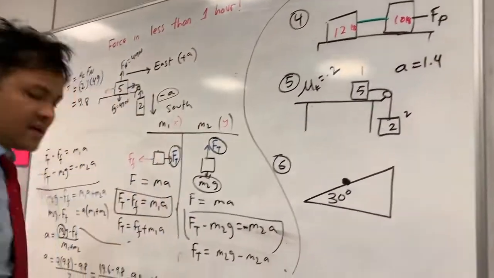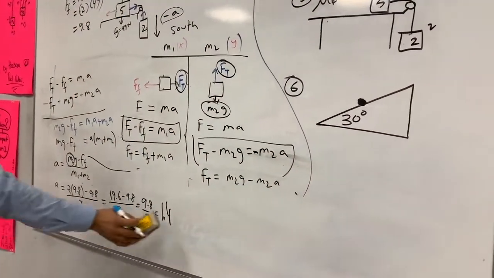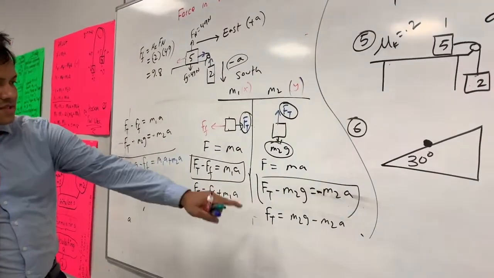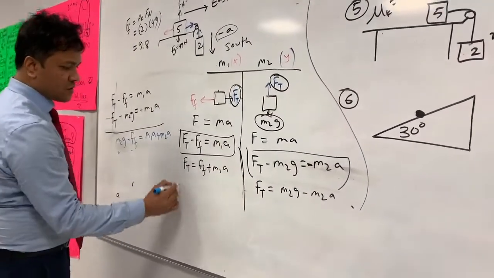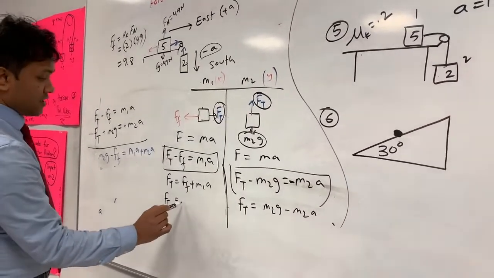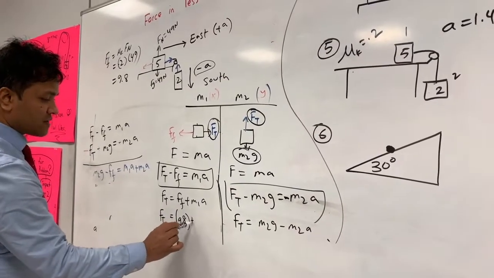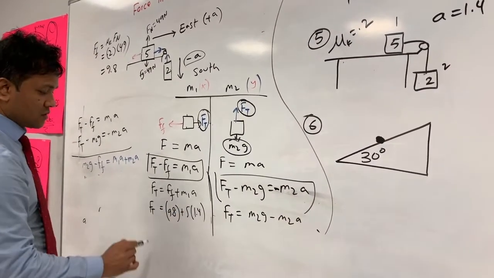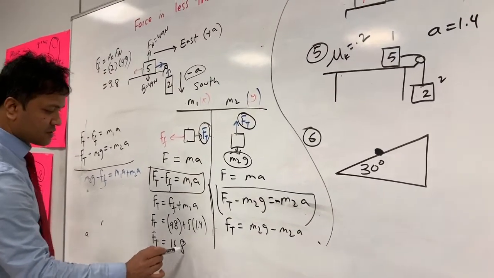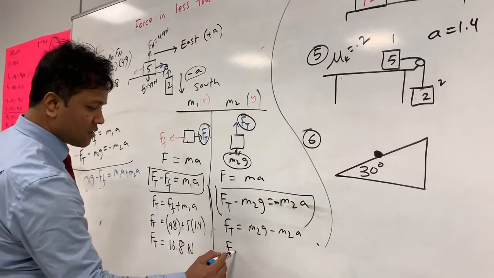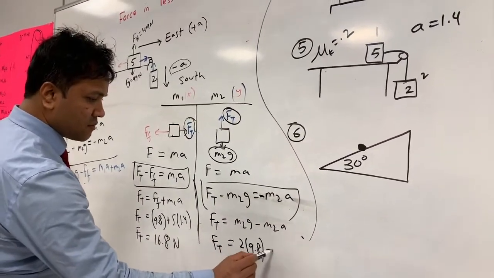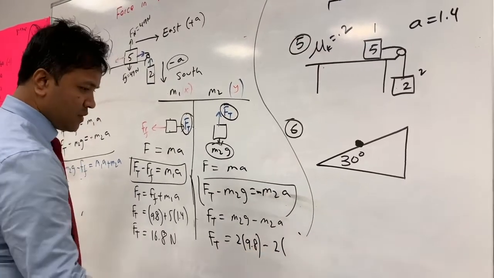Now we're going to see how much the tension force is. We have two formulas to calculate the tension force, this one and that one. So we're going to check both. Both of them have to be the same. Ft is equal to FF, which is 9.8, plus M1, which is 5, times 1.4. So Ft is how much? 16.8 Newton. So let's see whether it is close to 16.8 here. M2 is 2, times 9.8, minus M2 is 2, times 1.4.